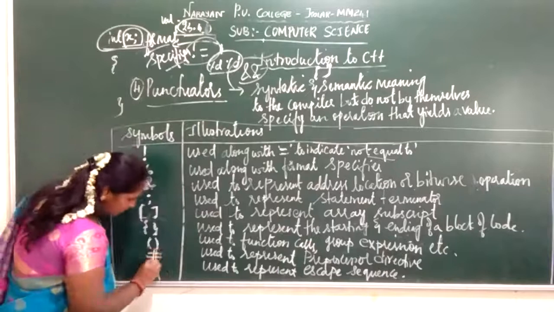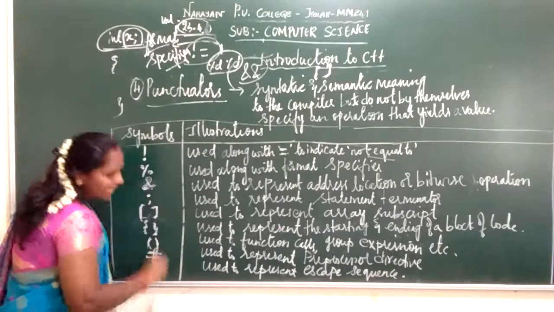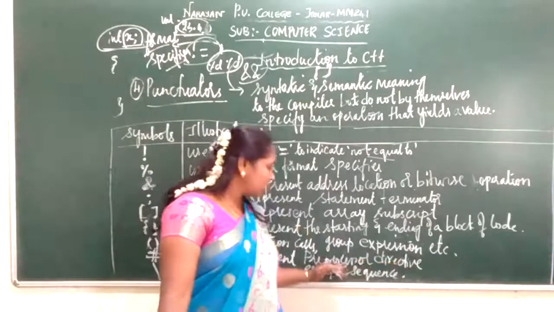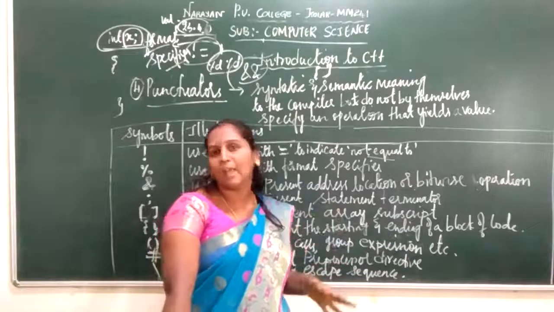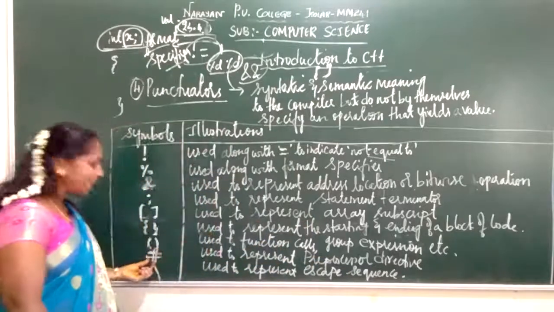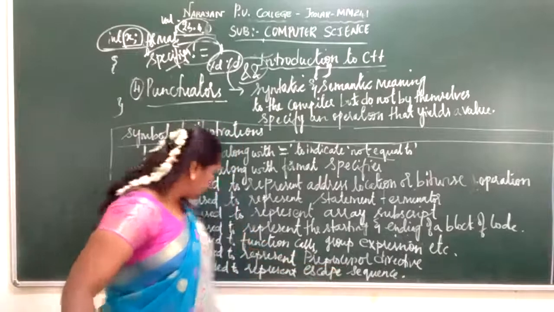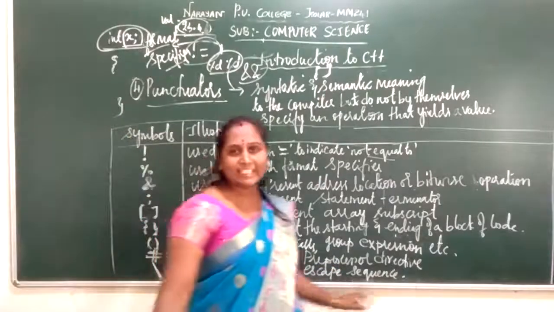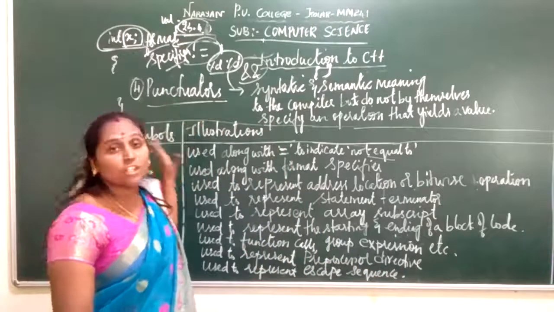Next, in C++, the upcoming topic you are going to study, is the hash. This hash represents the preprocessor directive. I will explain what the preprocessor directive is in your upcoming classes: what is a preprocessor, what is a macro, what is a header file, everything I am going to explain. So a program always starts with a hash that indicates it's a preprocessor directive. Next you have backslash. This is used to represent the escape sequence. So these are some of the punctuators used in your C++.